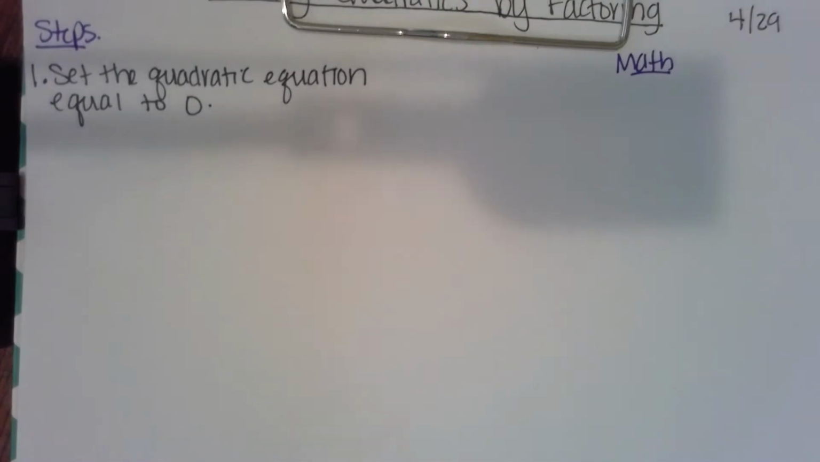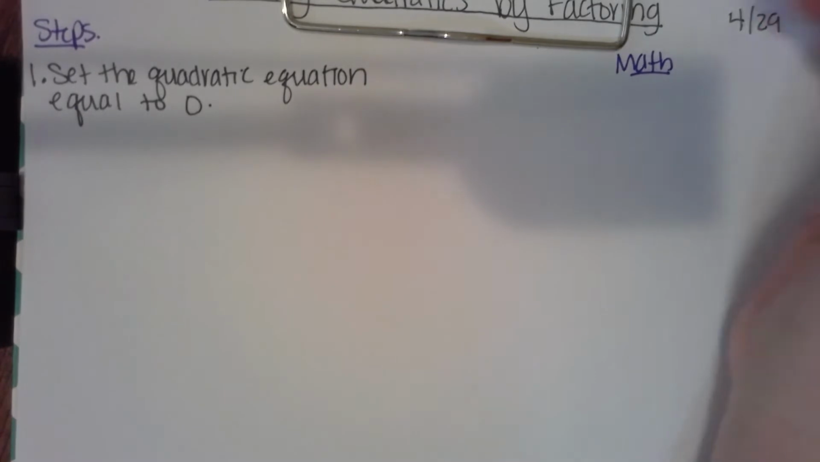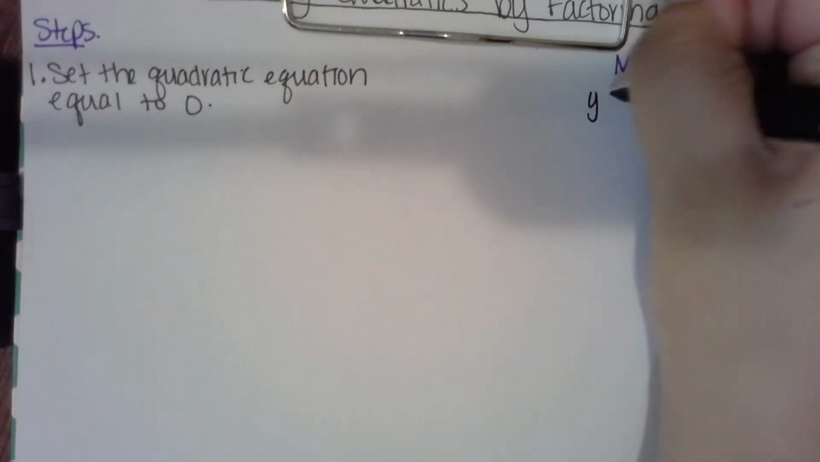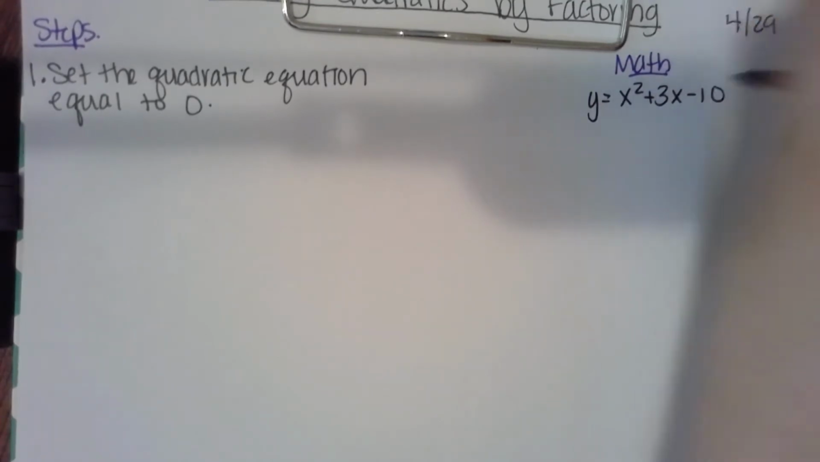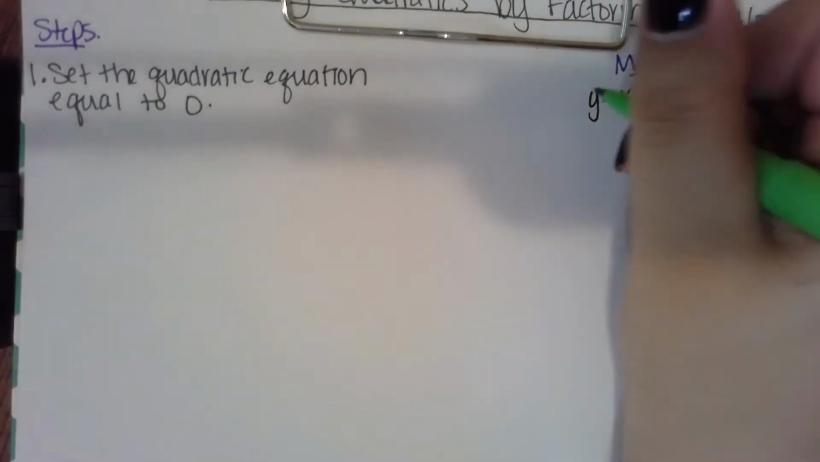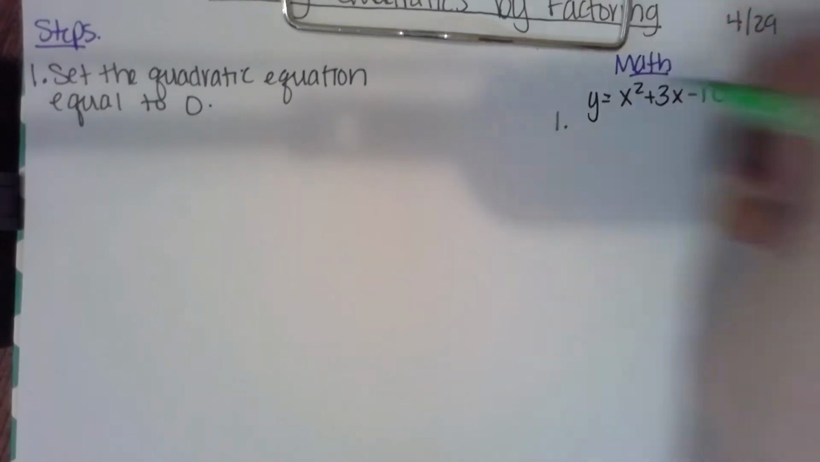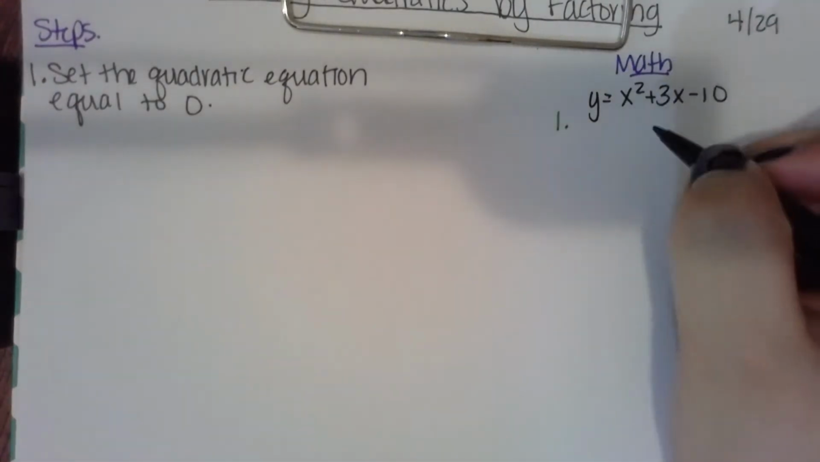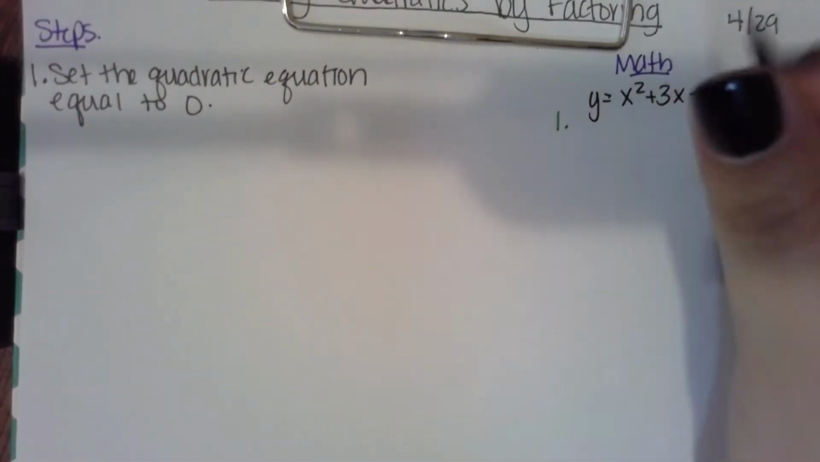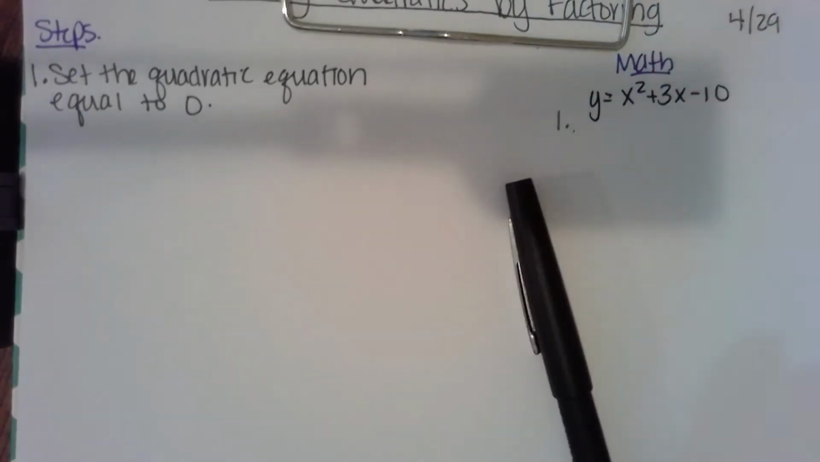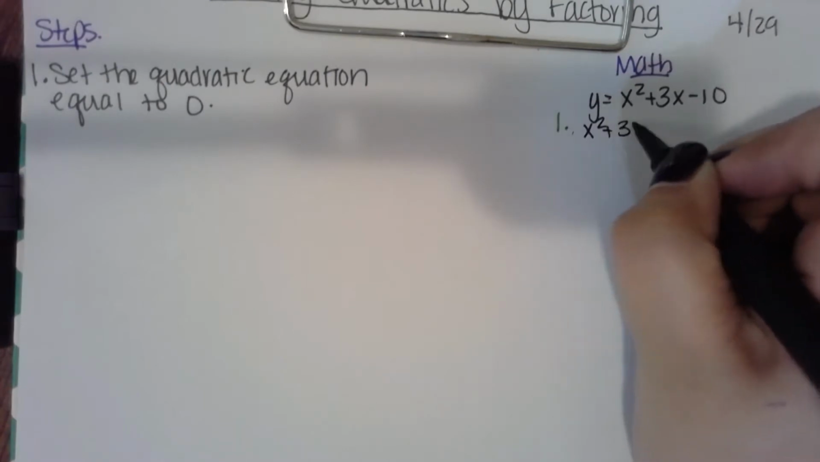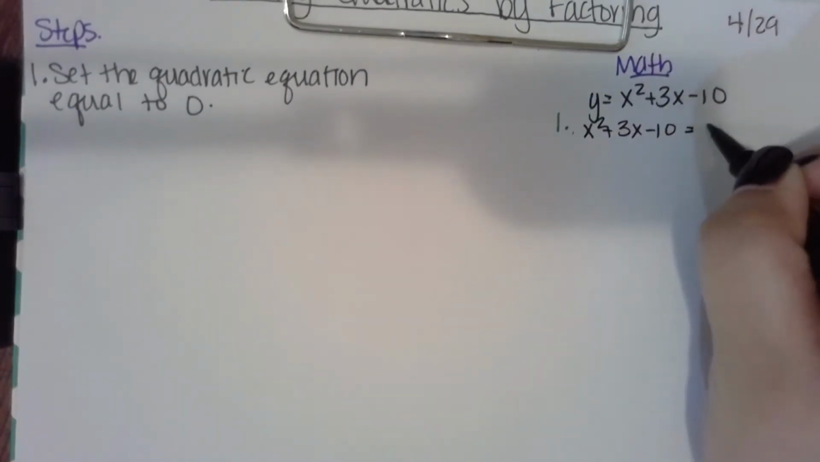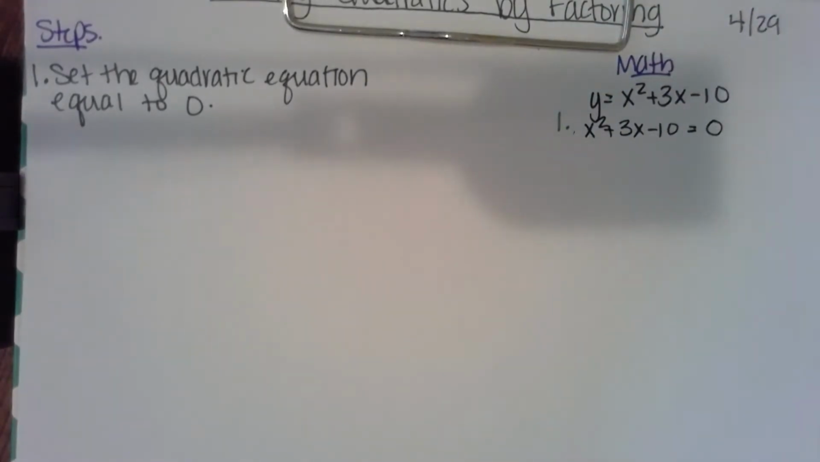So let's say, for example, we're given the function y equals x squared plus 3x minus 10. Then doing step number 1 is putting the actual equation on the left side. So putting the x squared plus 3x minus 10 on the left. On the right, we would just set it equal to 0. And bam, that's step 1.